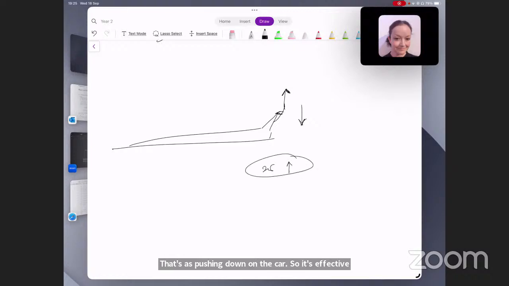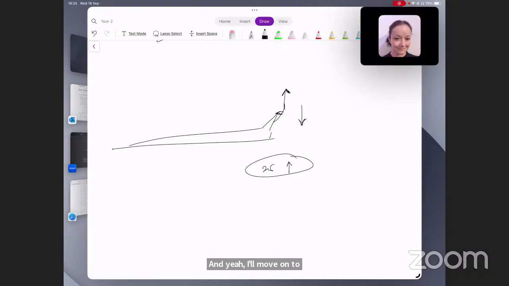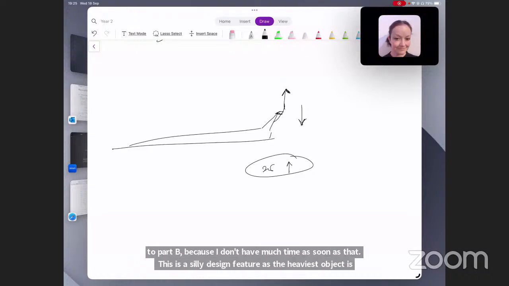Obviously, there's a lot of ambiguity about mass and weight in physics, but what it means by heavy is that it weighs more. And I'll move on to part B because we don't have much time. A student suggests that this is a silly design feature, as the heavier an object is, the slower it will go. What is the physics behind this argument, and is it correct?